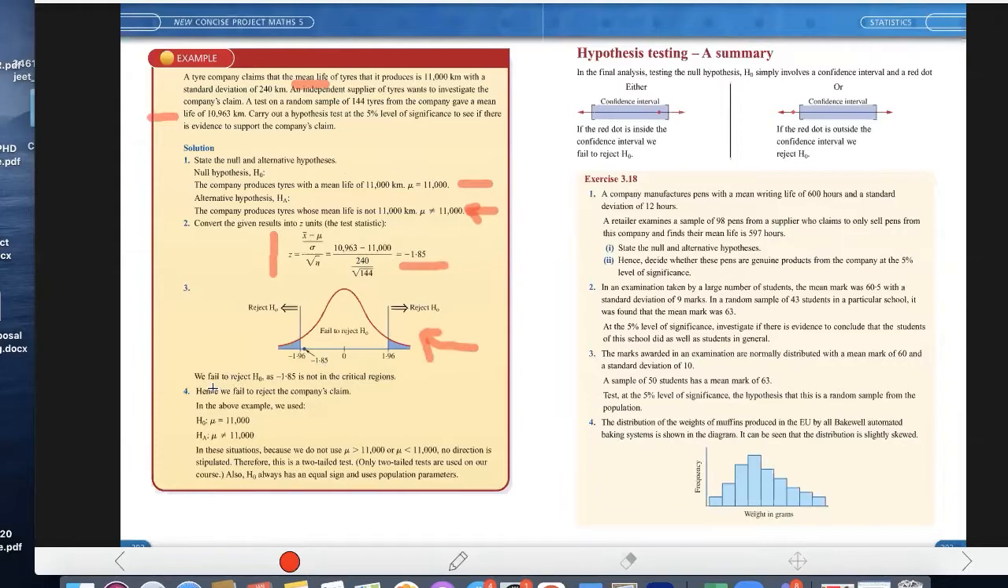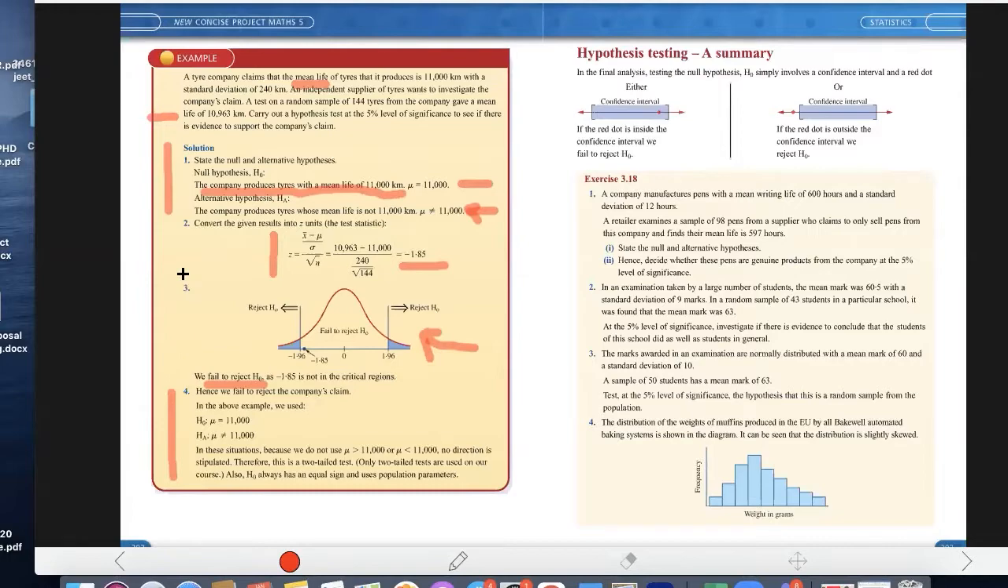And that's it done. So you conclude then. I would say as my conclusion, minus 1.85 lies within plus or minus 1.96. Therefore, we fail to reject H0. And you go back to your words: the company produces tires with a mean life of 11,000 kilometers. And that's how you do a hypothesis test. You state the two hypotheses, you do your test in the middle, and you conclude.